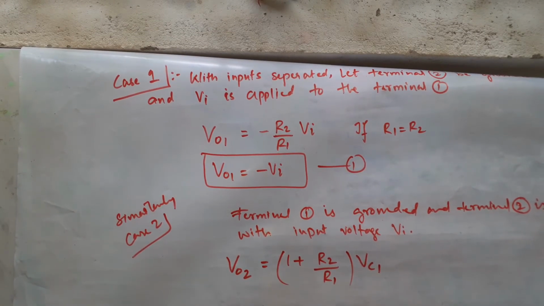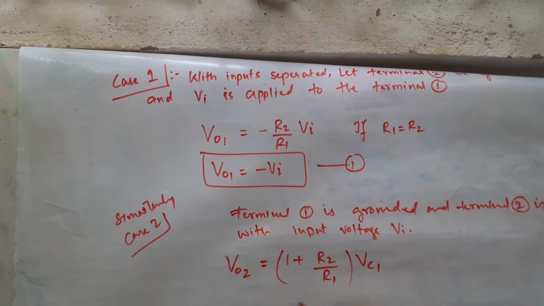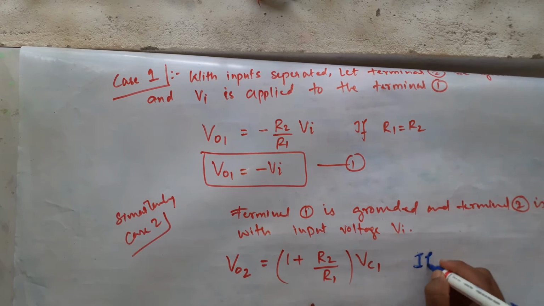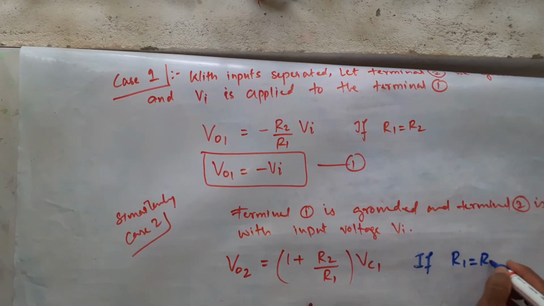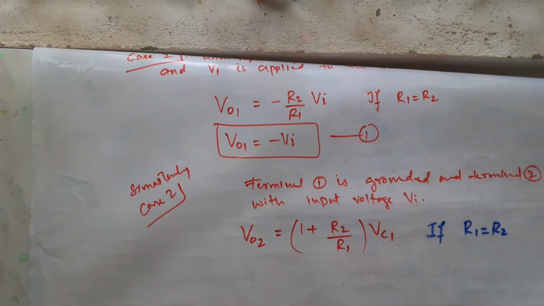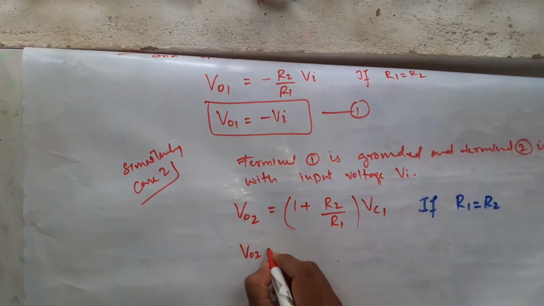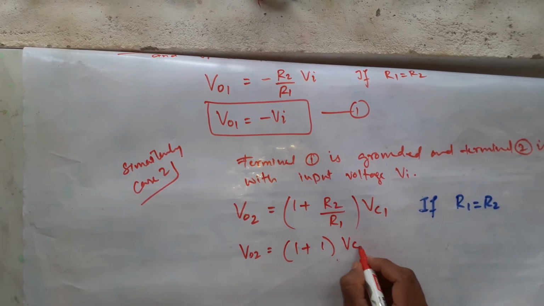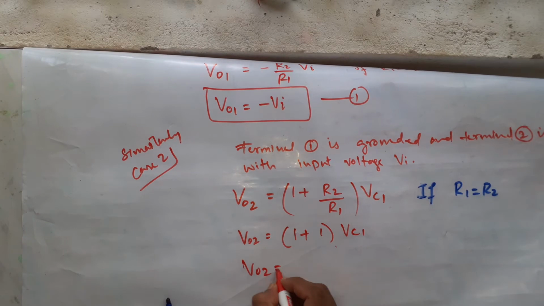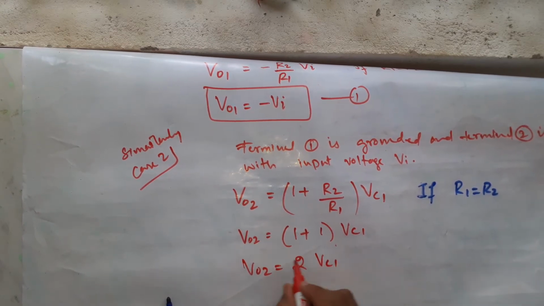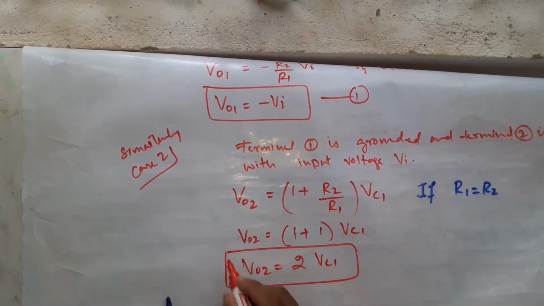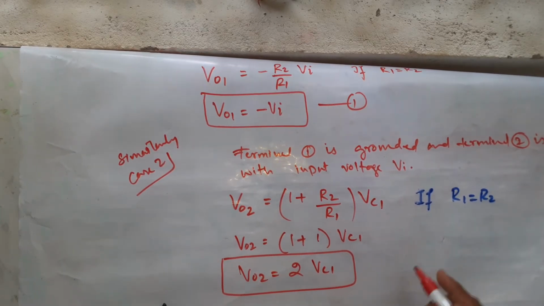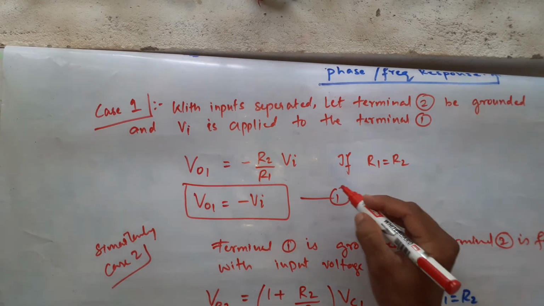Now I will simplify this. If R1 equal to R2, what will be our V02? V02 will be equal to 1 plus 1 times Vc1, that is nothing but 2 times Vc1. This is only at this condition.